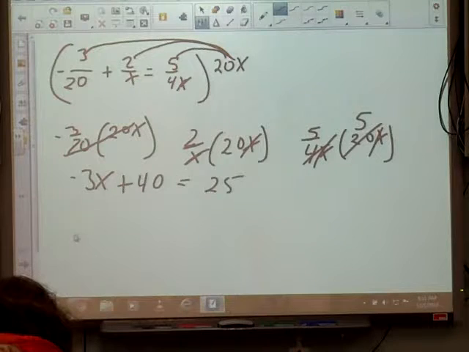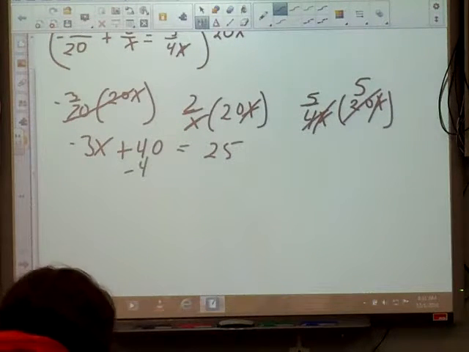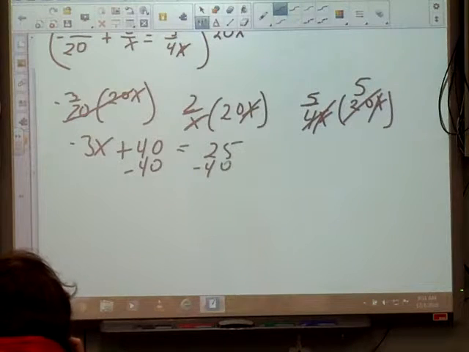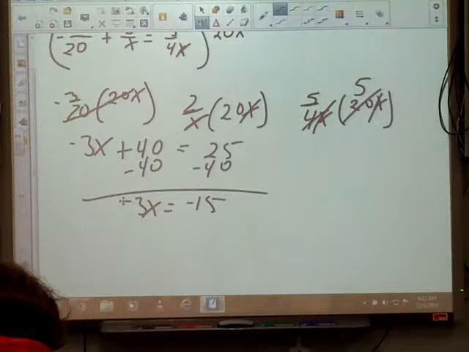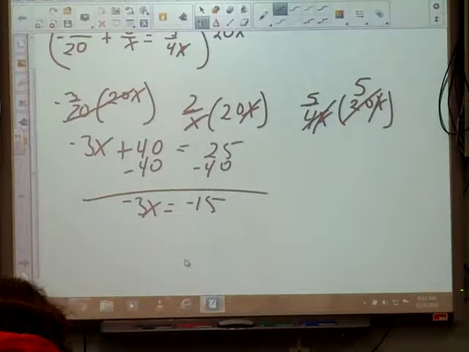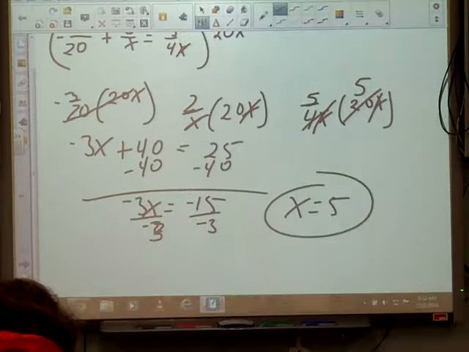We can all do that. What would we do first to solve here? Subtract 40. That gets us negative 3x is negative 15. Last step. Whoops, and I wrote it 2. Divide by negative 3, and x is positive 5.